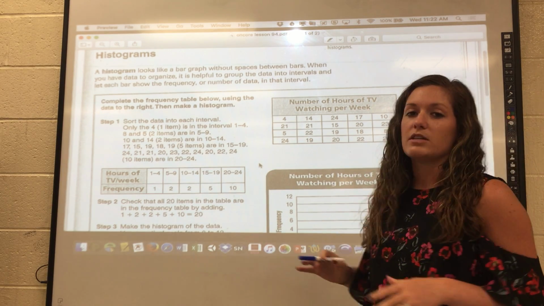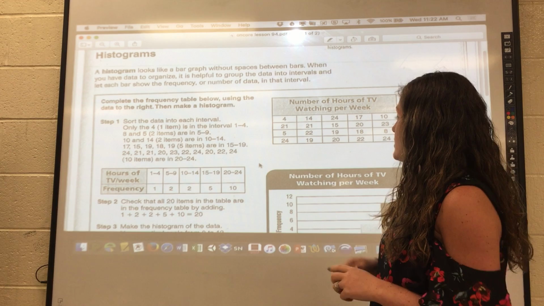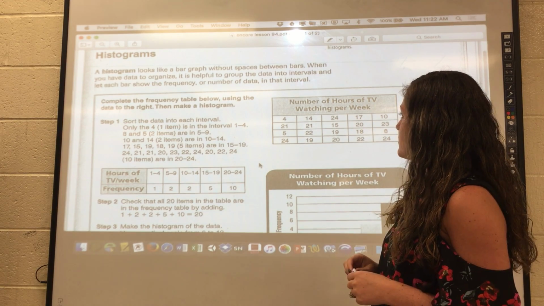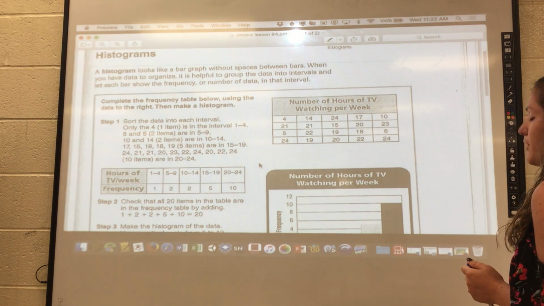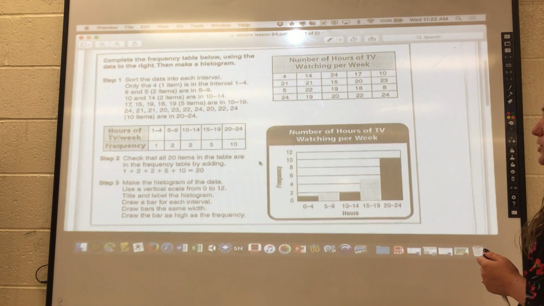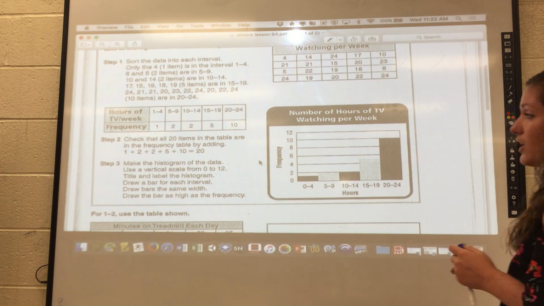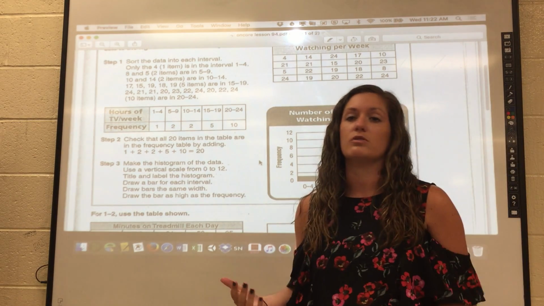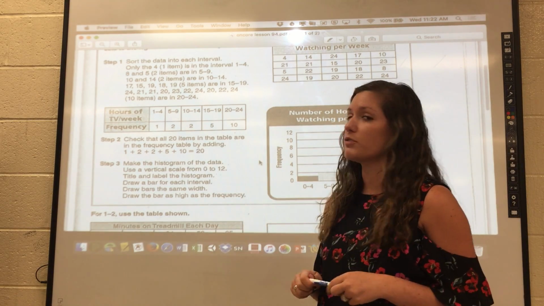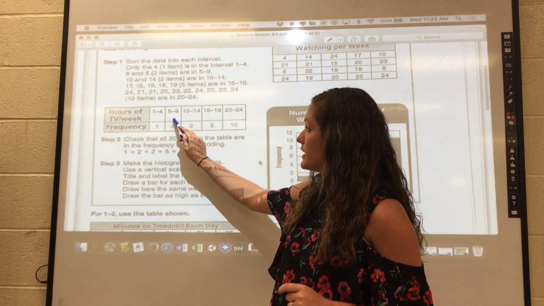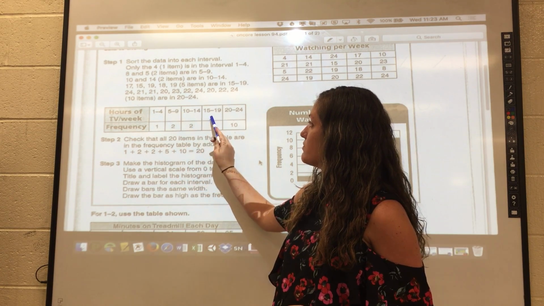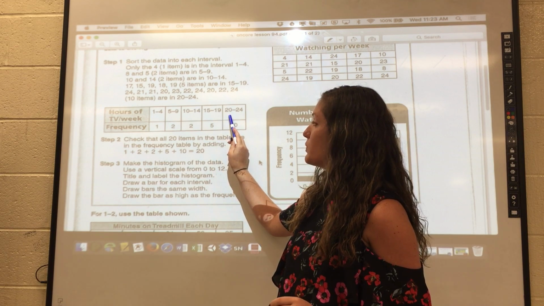So we're going to look at this example that they have here, which is data on the number of hours of TV watching per week. If I scroll down here a little bit, in order to make a histogram, they have gone ahead and done exactly what I suggested, which is to make a frequency table first. So they have the intervals of 1 to 4 hours, 5 to 9 hours, 10 to 14 hours, 15 to 19 hours, and 20 to 24 hours.